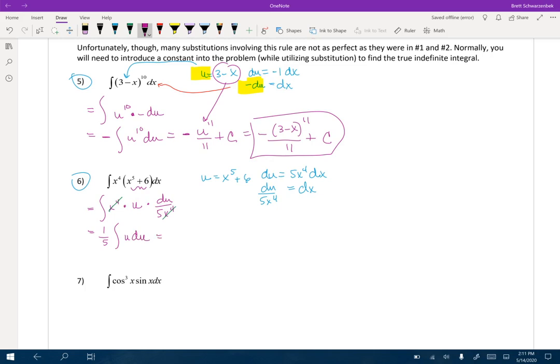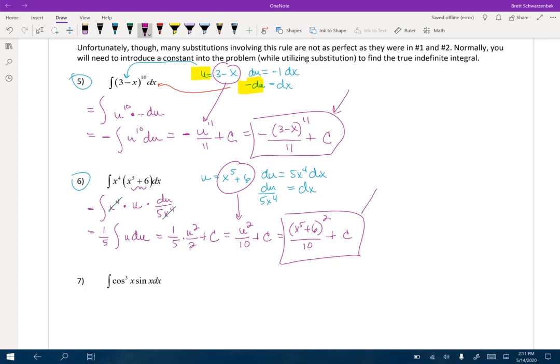If we keep on going with our antiderivative, we're going to get u squared over 2. The 1/5 goes along for the ride, plus c, which is going to be u squared over 10 plus c. The only thing left to do is to take our original and plug it right back in. So we're going to get x to the 5th plus 6, quantity squared, over 10 plus c, and this is our antiderivative. And again, just to be clear, any one of these we can take the derivative of, and we will end up back at our original function.